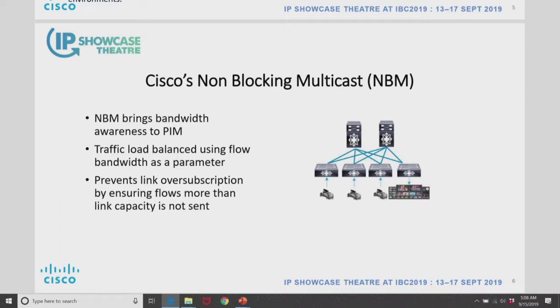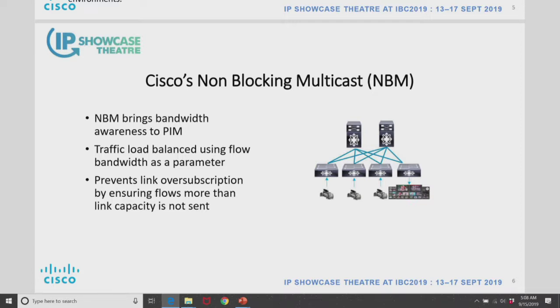It uses existing standard-based multicast signaling, and what we did at Cisco is make it bandwidth aware. Again, this is all standard-based IGMP signaling with PIM multicast signaling, but we made it bandwidth aware by adding a shim to the protocol to be able to signal: is this an HD stream? Is it an audio stream? Is it metadata, etc.